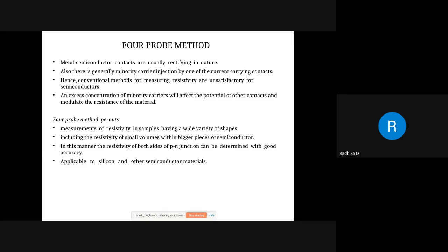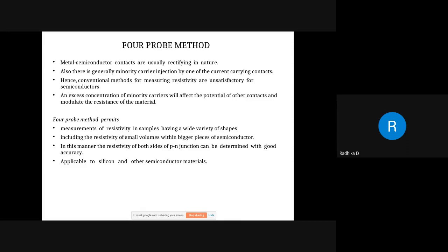So if I have to understand how to measure resistivity in a semiconductor. Conductivity is done, so now we are talking about resistivity. Resistivity obviously is inversely proportional to conductivity. So now we are going to measure resistivity in an intrinsic semiconductor.